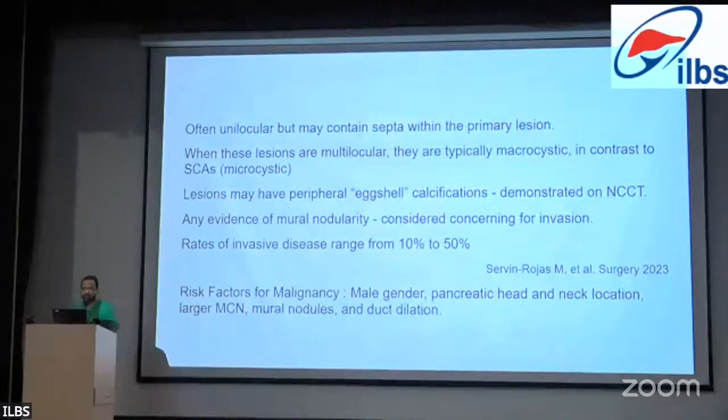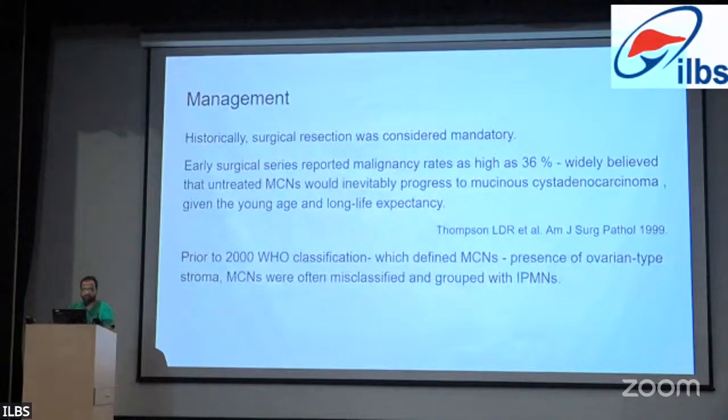Risk factors for malignancy include male gender, pancreatic head and neck location, large lesions, usually more than 4 centimeters, mural nodules, and duct dilatation associated with the lesion. Historically, surgical resection was considered mandatory for all MCNs. In early surgical series, the malignancy rates were up to 36%, as it was believed that untreated MCNs would inevitably progress to mucinous adenocarcinomas, given the young age and long life expectancy.